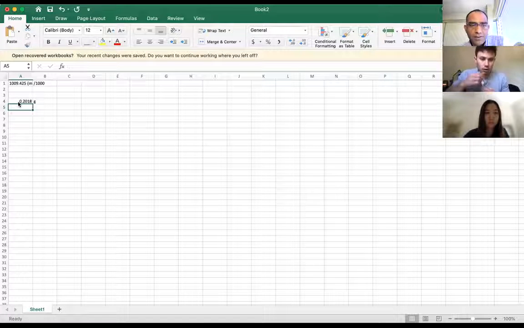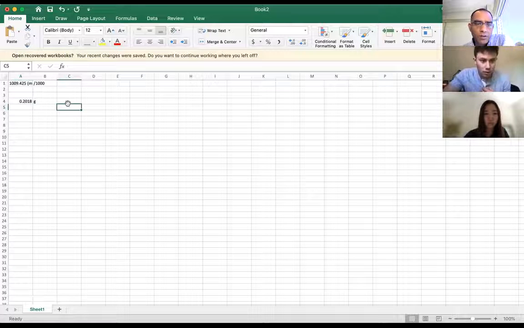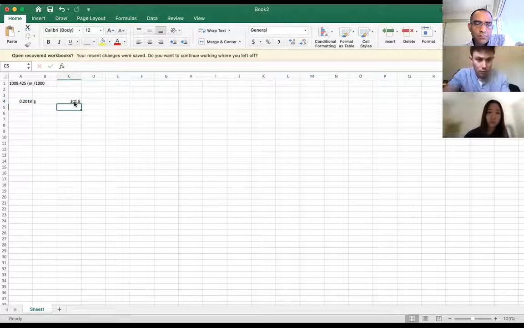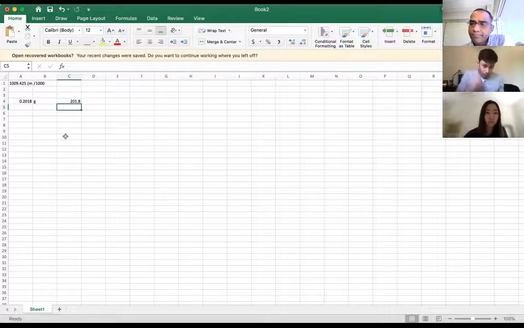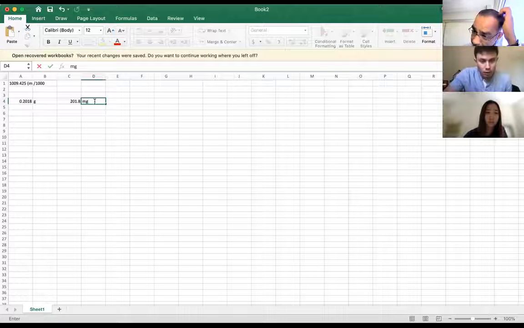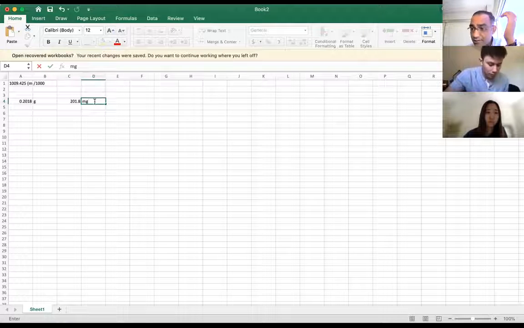So go to the next column, put equal. Take that column, select that column, multiply by 1000. So that will be milligram. You got it? Yeah, it's easy.